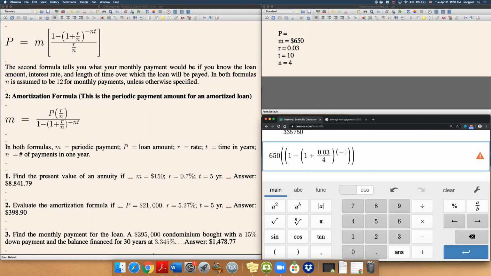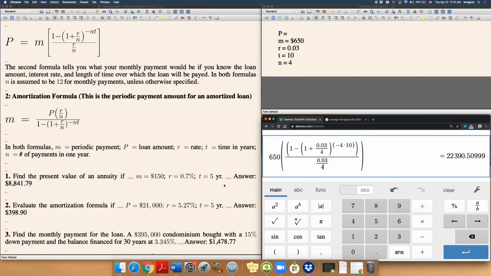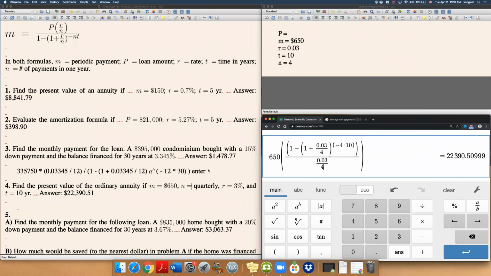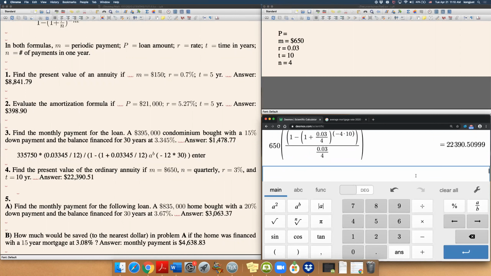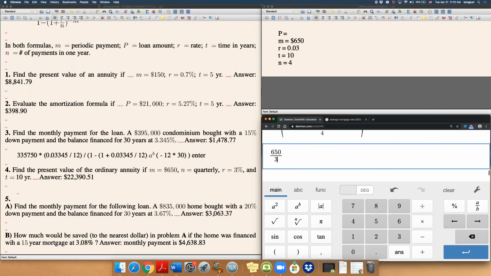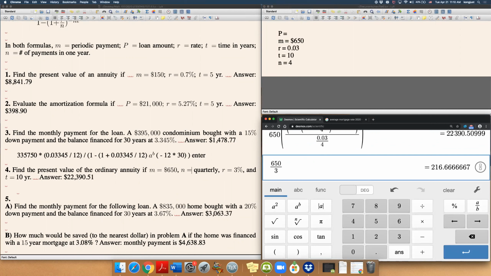Exponent negative 12 times, oh, sorry, no, 4 times 10, right? And the bottom, it's 0.03 divided by 4 again. So you see we end up with $22,390.51. It's making quarterly payments of $650. So if you want to think about that monthly, that's about $217 per month, roughly.